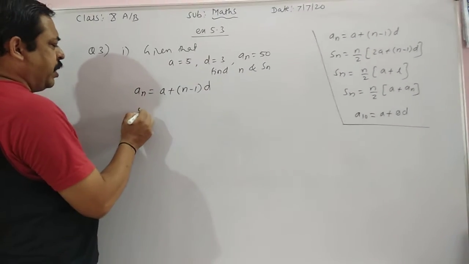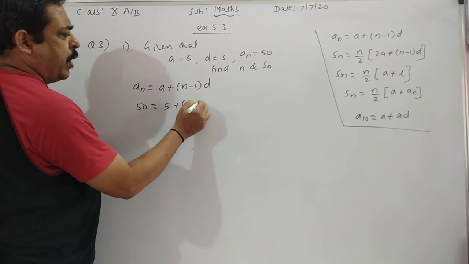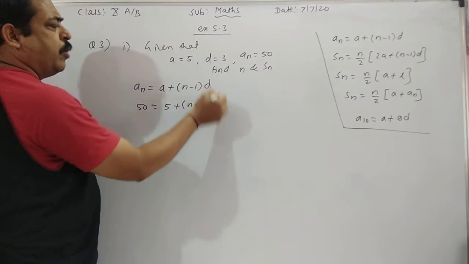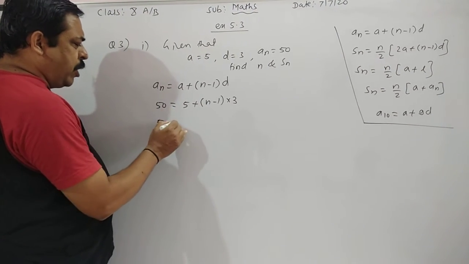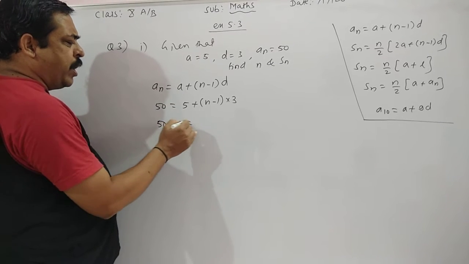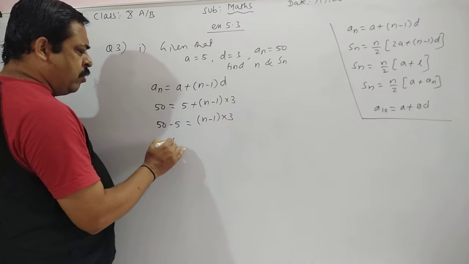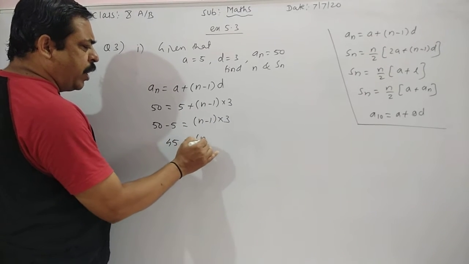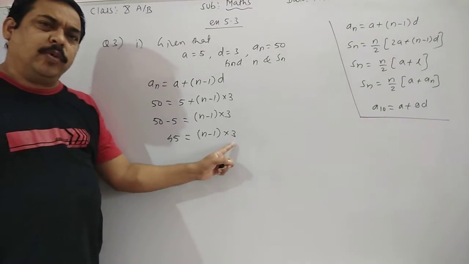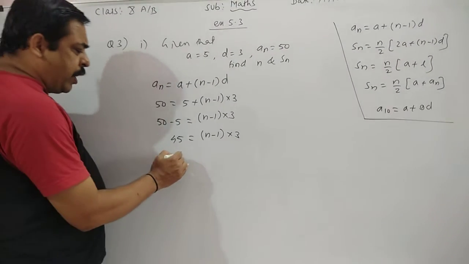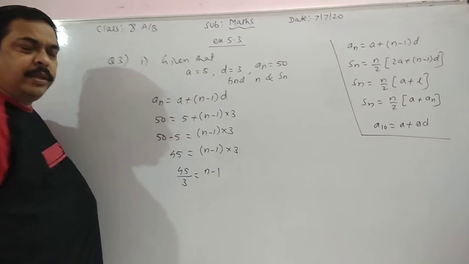AN is 50, equal to A is 5, plus N minus 1 into 3, the value of D is 3. 50, 5 shifted towards the left side becomes minus 5. Then N minus 1 into 3. 45 equal to N minus 1 into 3. Now we shift that 3 towards the left side. 45 upon 3 equal to N minus 1.